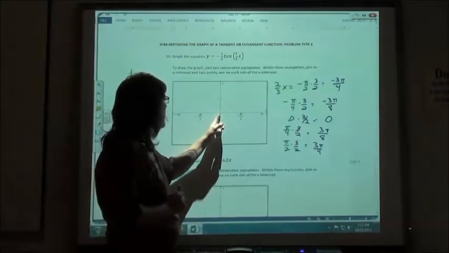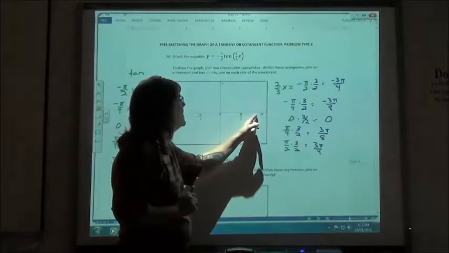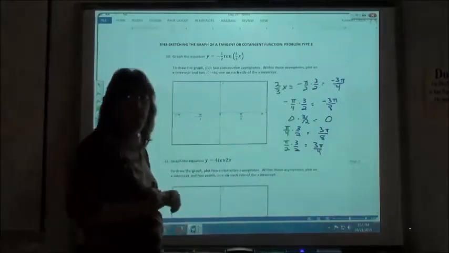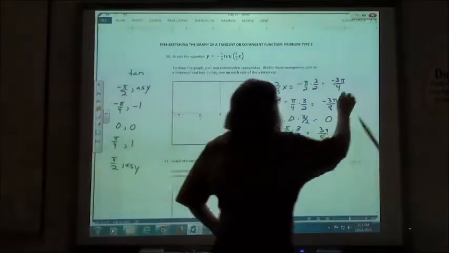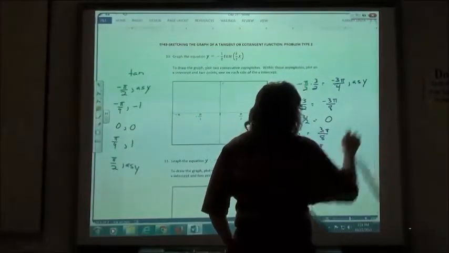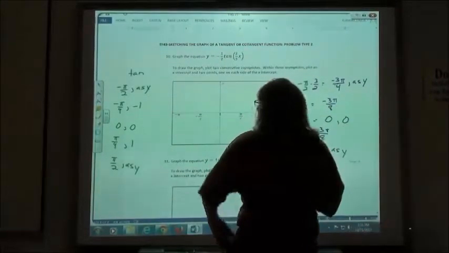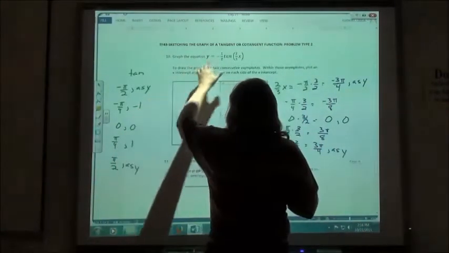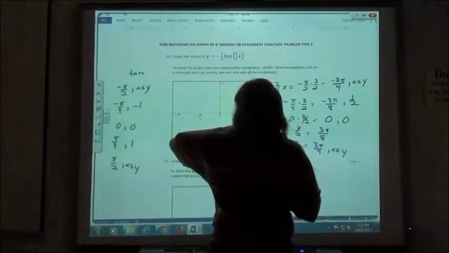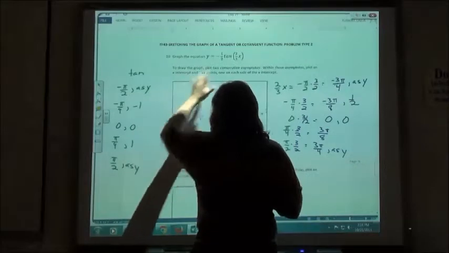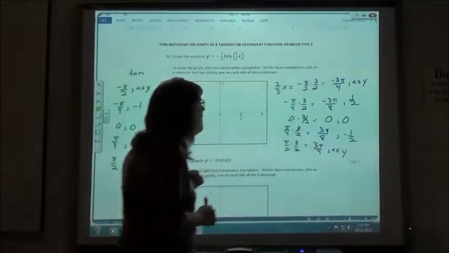So, between 0 and pi, 1, 2, 3, 4, 5, 6, 7, 8. Each of those are in pi over 8ths. And so, first is my asymptote. Last is my asymptote. 0 in the middle. Here I'm going to take negative 1 times the value in front of the tangent. Since I have a negative times a negative, it changed to a positive. Positive 1 times the value in front of my tangent. So I get negative 1/2.